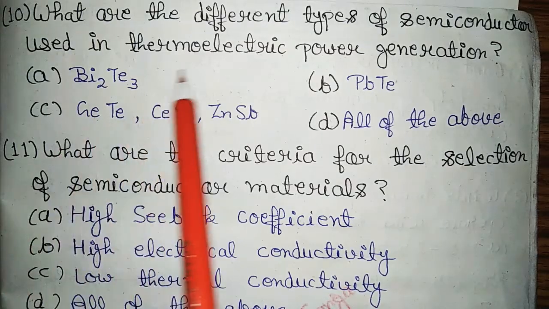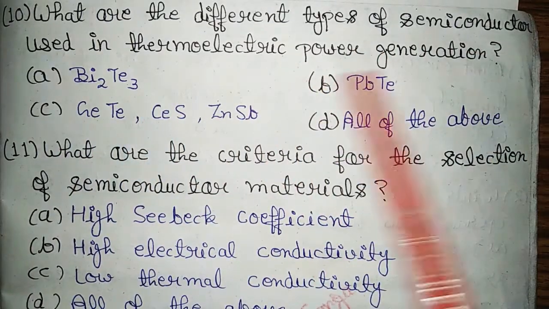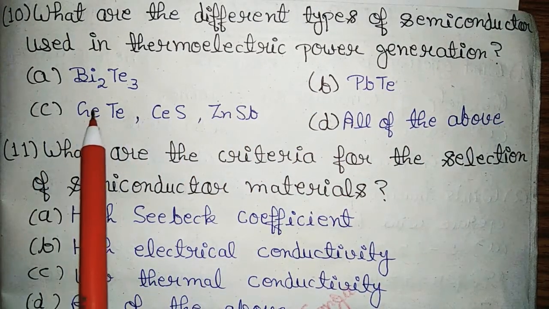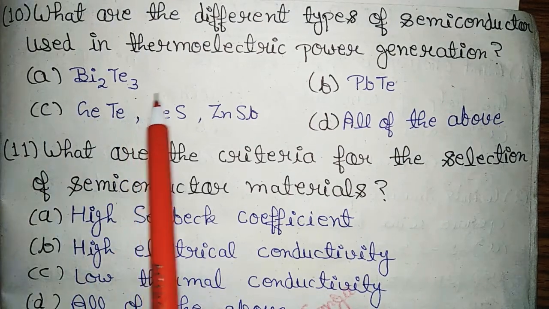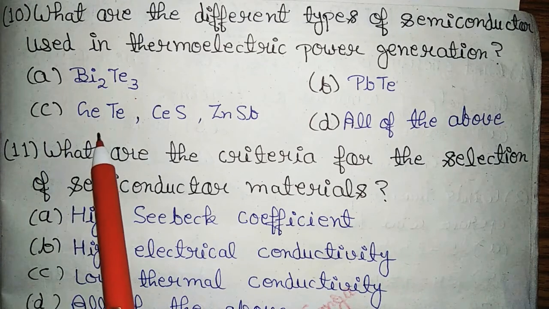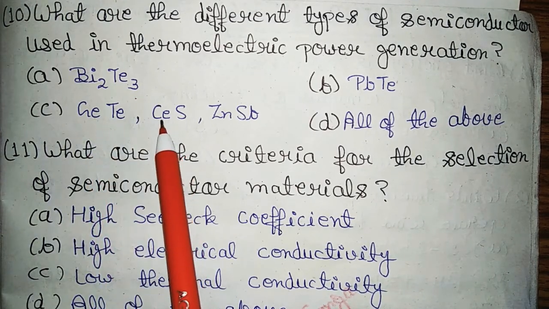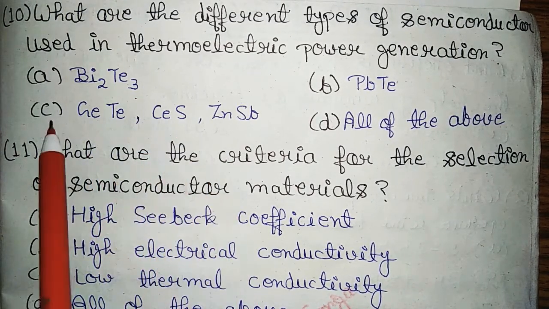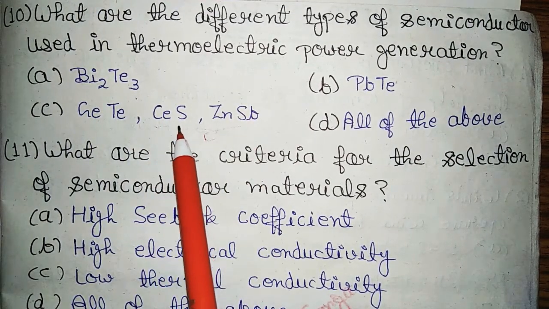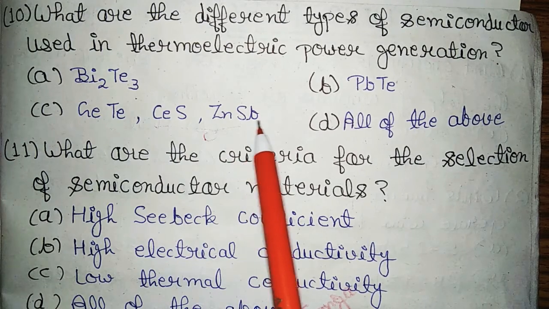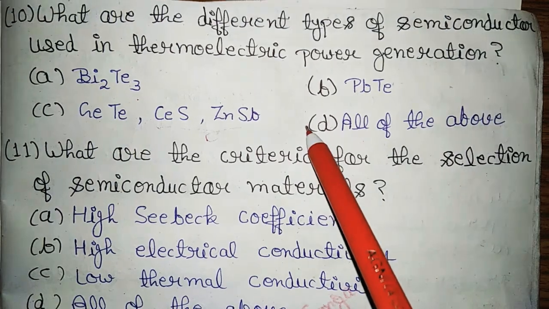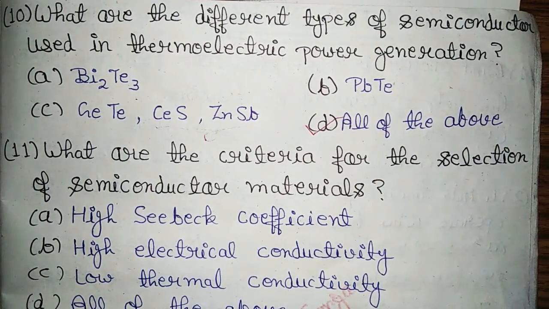Next question. What are the different types of semiconductor used in thermoelectric power generator? Option A, bismuth telluride, option B zinc telluride, option C germanium telluride, caesium sulfide and zinc antimonide, and option D all of the above. So right answer is option D all of the above.